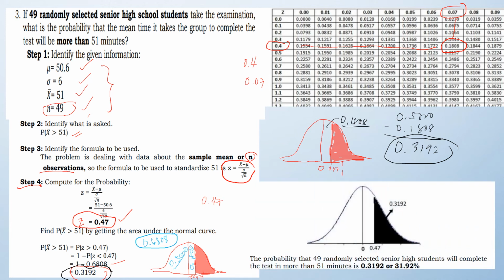The probability that 49 randomly selected senior high school students will complete the test in more than 51 minutes is 0.3192 or 31.92%.